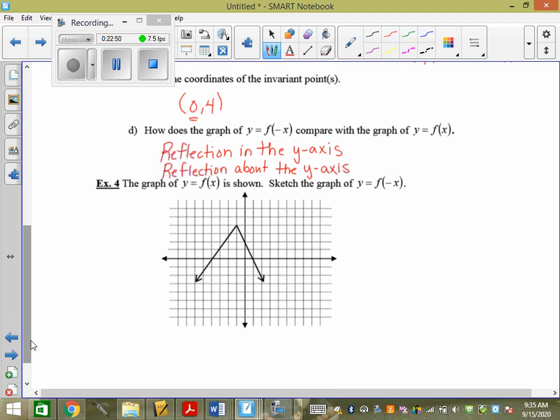So this one, what's my invariant point, the one that's not going to change, for this graph? 0, 2, the one on the y-axis. And everything's going to reflect on the y. So this one's at negative 1 and 4. It's now going to be at positive 1 and 4. This is at 1 and 0. It's now going to be at negative 1 and 0. This one's at negative 4 and 0. It's going to be at positive 4 and 0.